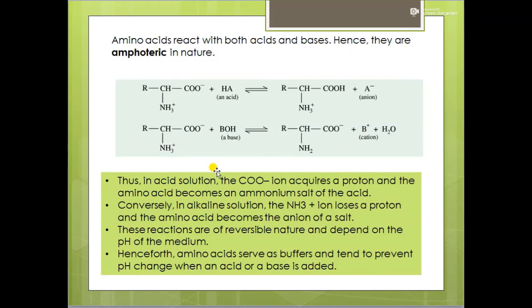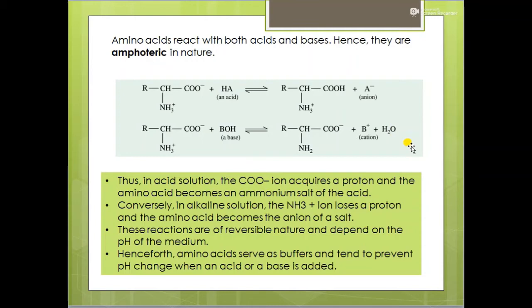And amino acids react with both acids and bases, and in such a case, we call them amphoteric in nature. Now, when an amino acid reacts with an acid, it can liberate the anion and receive the proton, resulting in the formation of RCH(COOH)NH3 plus. And at the same time, if a base has been added, it donates a proton, resulting in the formation of water.